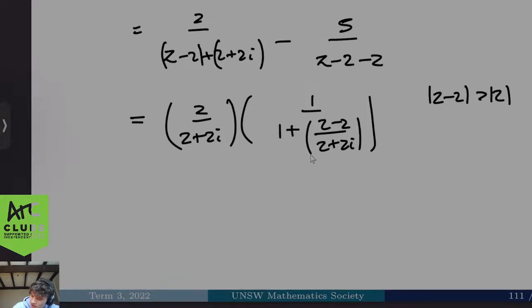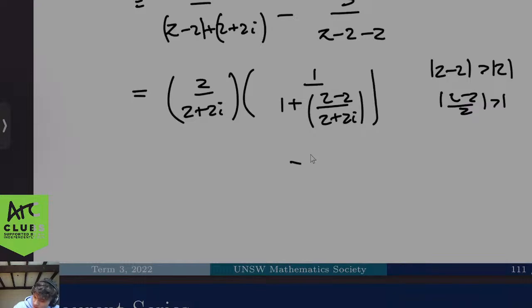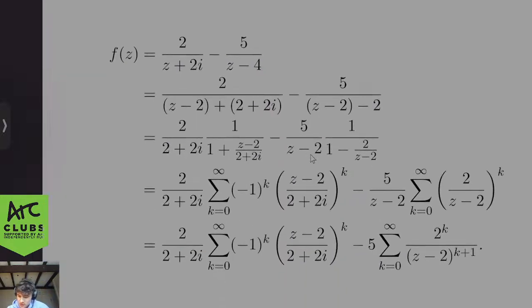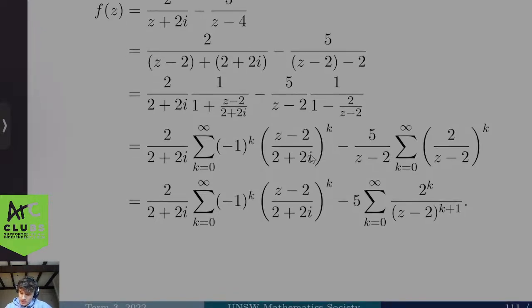Which means that we will need to divide by z minus 2 in order for this to converge, because |z minus 2| on 2 is greater than 1. So we're going to have to write it like 5 on z minus 2, 1 on 1 minus 2 on z minus 2. Okay. And now notice that these will become nice geometric sums. This will become this geometric sum here, and this will become this geometric sum here.